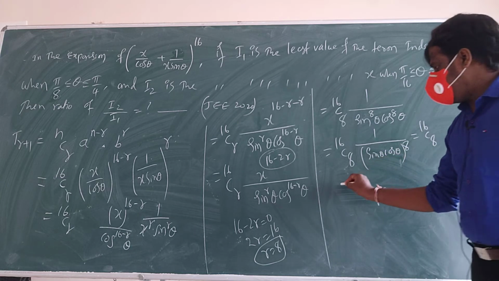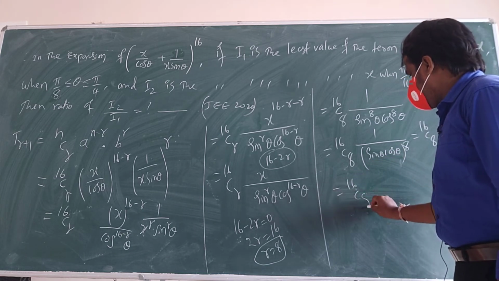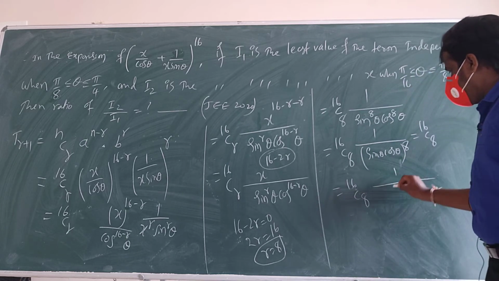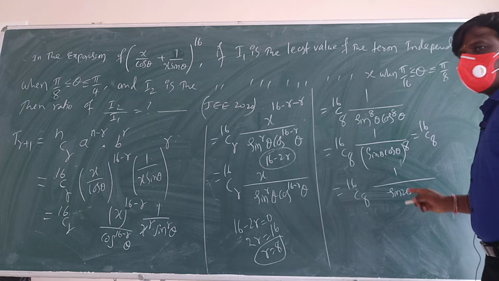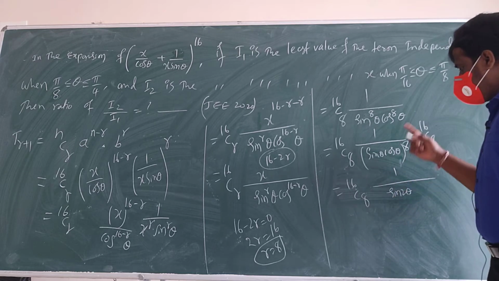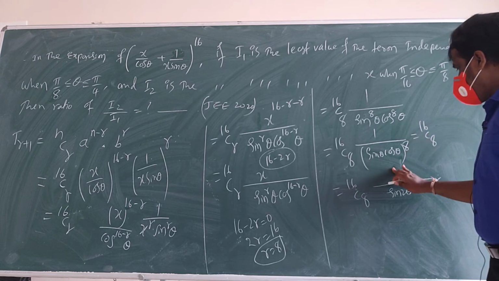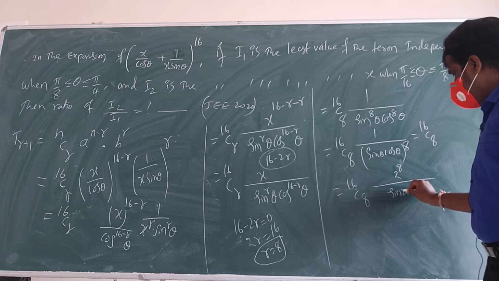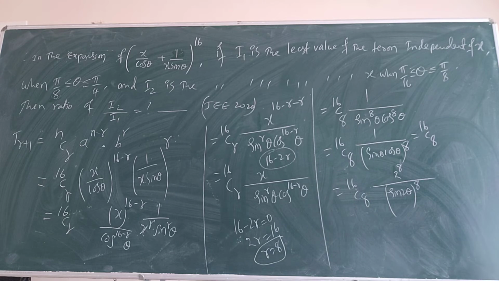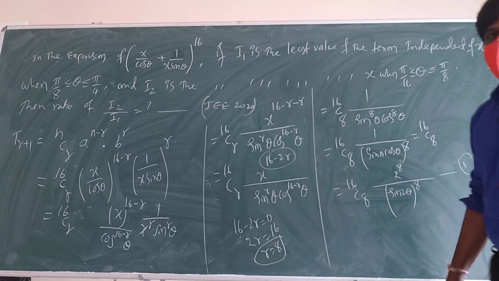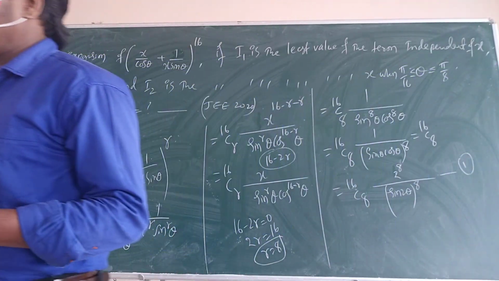So this I can write as 16C8, 1 upon sin 2θ by 2. The 2 I can take up, so 2 power 8, and this is sin 2θ power 8. Correct? Any problem? So till now we have reached here. After that I will explain what to do, you note down.